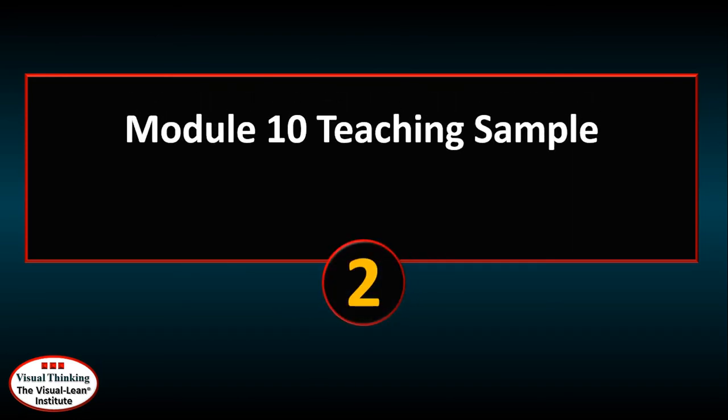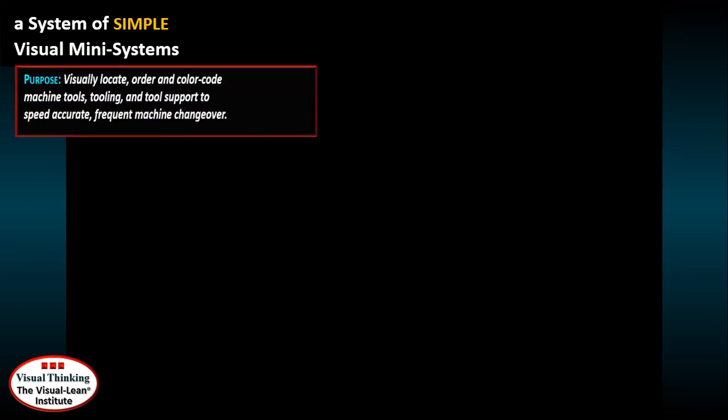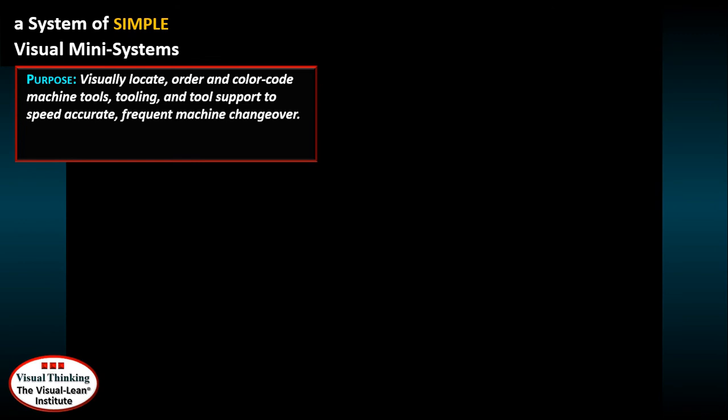Teaching example 2 shares the final 6 of the 20 simple visual mini-systems in Module 10, invented by associates just like yours. These 6 are tightly connected, so tightly connected that we say they represent a system of visual mini-systems. You'll see. And a third system of simple visual mini-systems by Rick L., this time for changeover of a different machine in his work area.